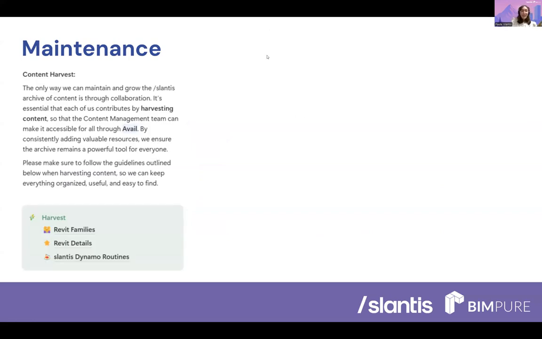Yeah, we have a couple of things here that we do regarding maintenance. First of all is content harvest, and this is a very easy way, not to track, but for the team to know where to put the families where they created one. So yeah, spoiler alert, here we use Avail. We have a lot of different content management tools, and we're going to go through that later.